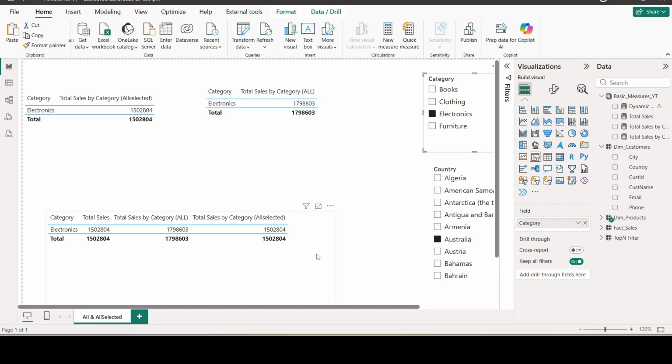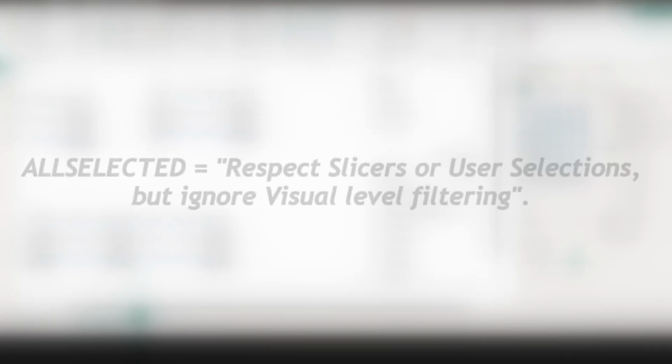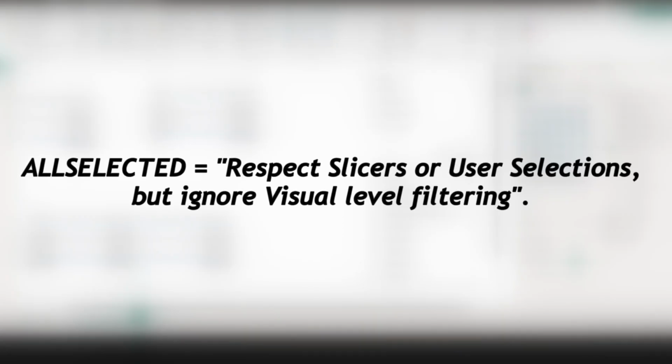ALL removes all the filters. It ignores slicers, visuals, everything. It always returns the full dataset total. And ALLSELECTED removes only the visual-level filter, but it respects slicer and user selection filters. It returns the total based on the selected context. As I select in the slicer, the same way it will work.